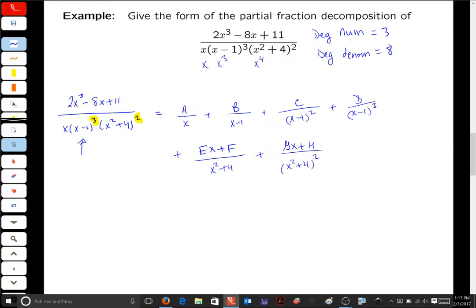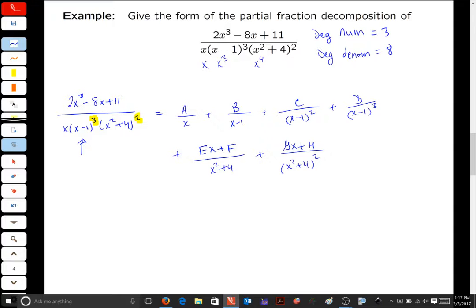There's no x variable up here. This has an ex plus f. Why does f get a number, like the 1 up top of it? This f has nothing to do with that 4. It has everything to do with the fact that that's a power 2. And you have to give the whole polynomial starting 1 degree smaller. So if that had been a power 3, I would have an ex squared plus fx plus g.